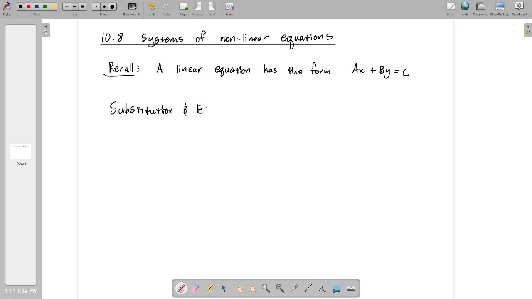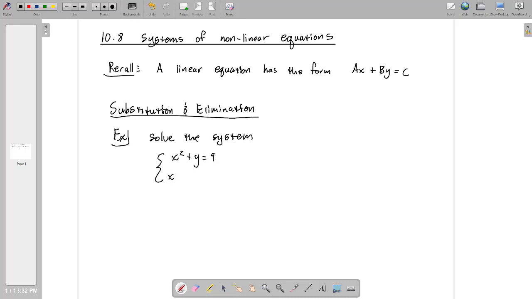So let's start with substitution and elimination. Start out with an example here. Solve the system: x squared plus y is equal to 9, x minus y is equal to -3. Now this is a system of nonlinear equations because we have an x squared. Granted, this is a linear equation, sure, but the system isn't composed of exclusively linear equations. We have one linear equation, but we also have a nonlinear equation. Therefore, the system is nonlinear.